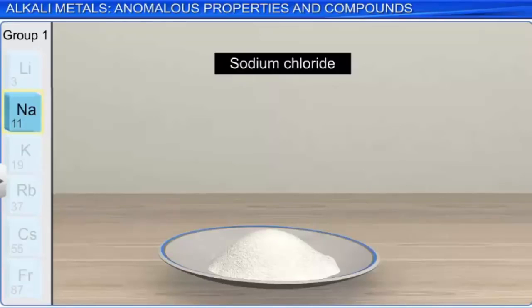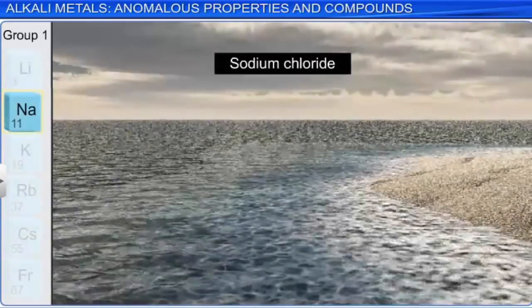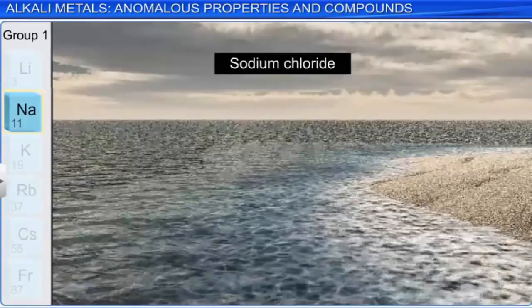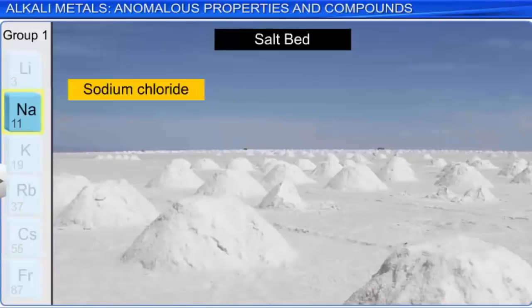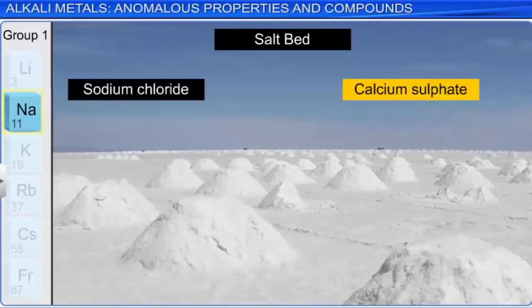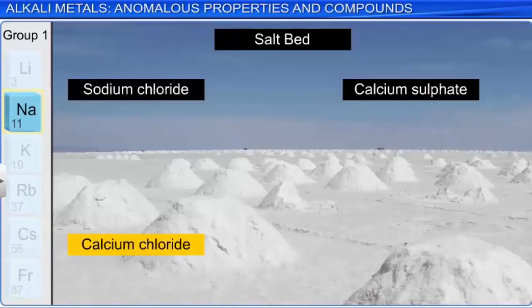Sodium chloride is another important compound of sodium. Seawater is an important source of sodium chloride. When seawater is evaporated, it leaves behind crude sodium chloride, which contains several impurities including calcium sulfate, calcium chloride and magnesium chloride.